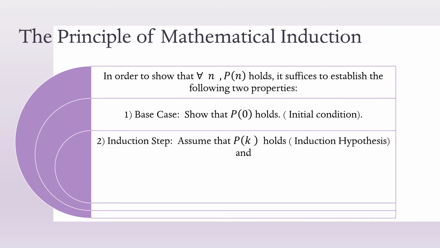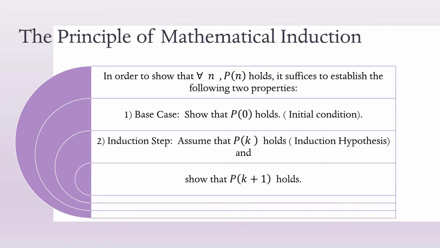And we have to check the induction step. In this, we have got two different stages. One, we should assume an induction hypothesis. That is, we have to assume that the result P of k is true. Assuming that P of k is true, we have to show that P of k plus 1 holds. So in order to use mathematical induction, we will be using these two steps. One, the base case, the other one, the induction step.